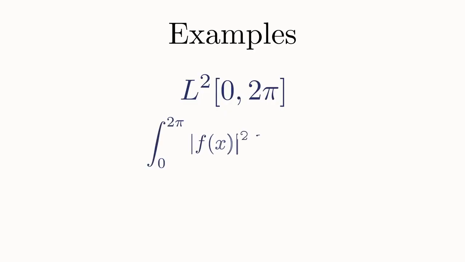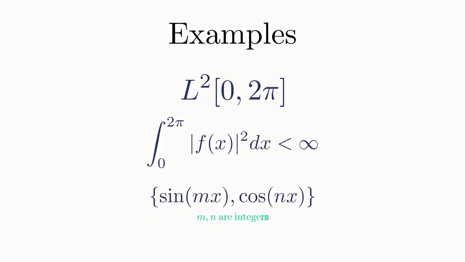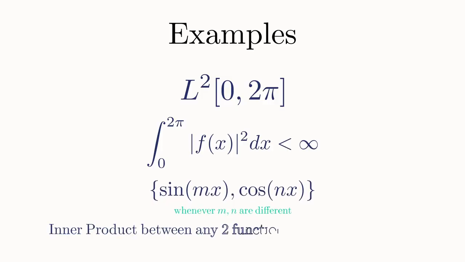Another very important example is the set of all functions defined on the interval 0 to 2 pi, where this integral is finite. This requirement guarantees that the following inner product is well defined for any two vectors in this space. And if you focus on these trig functions, the inner product between any two different sine and cosine functions is 0, which means they are all orthogonal to each other.